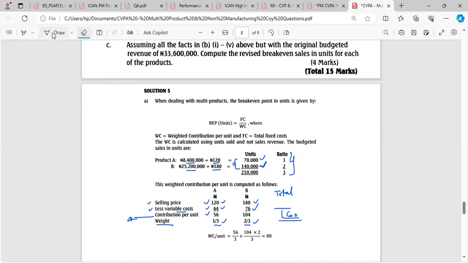Normally what they would just tell you is that, look, 70% is 1. How many 70 can you see inside of 140? It is 2. 1 plus 2 is 3. That means for product A, we have 1 over 3, which is this. But for product B, we have 2 over 3, which is this.